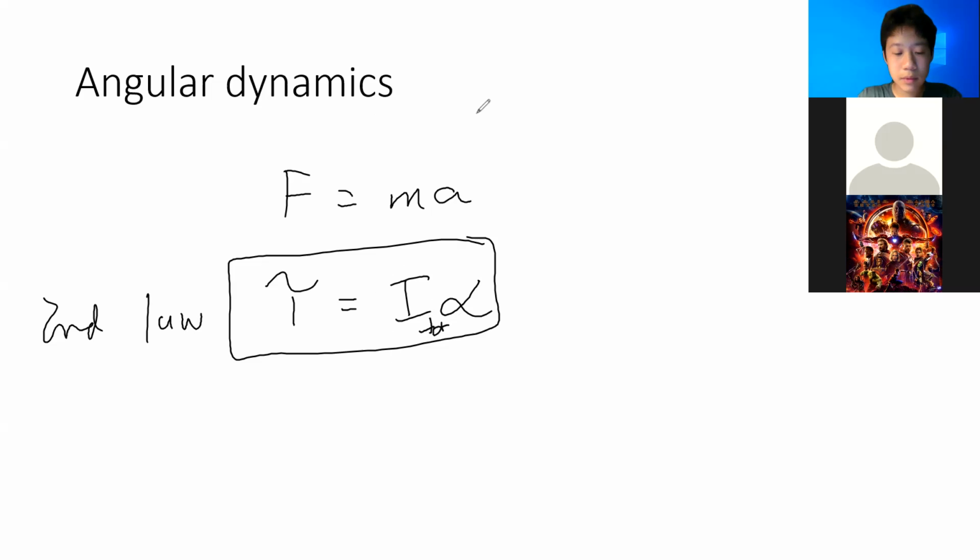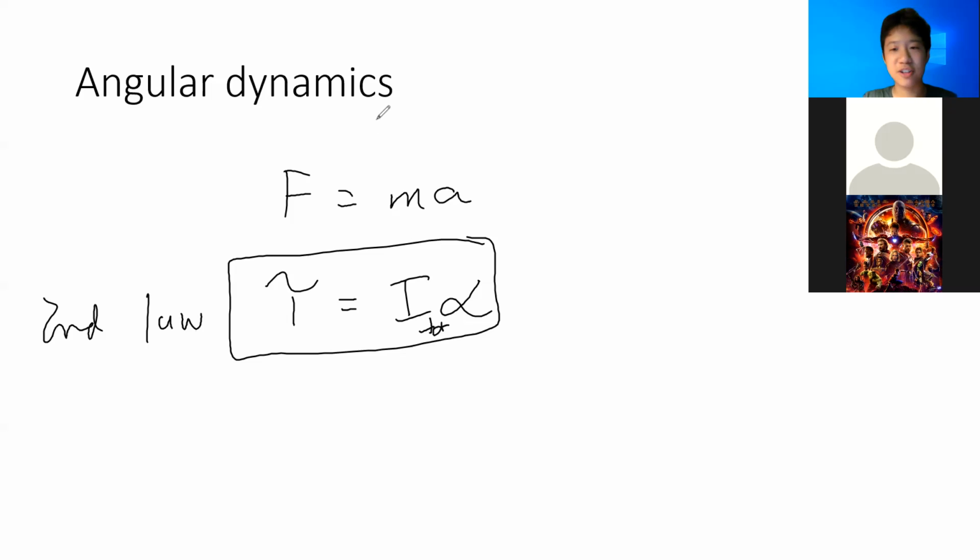Fiona, do you have a question? Yes, but what if the systems have like a different acceleration? If they have different accelerations, I don't think that's going to happen a lot. Well, when you see a problem, you'll know how to do it. If there's a constant torque acting on all the objects, then they're all going to go at the same acceleration. And that's if they're all connected to one another.